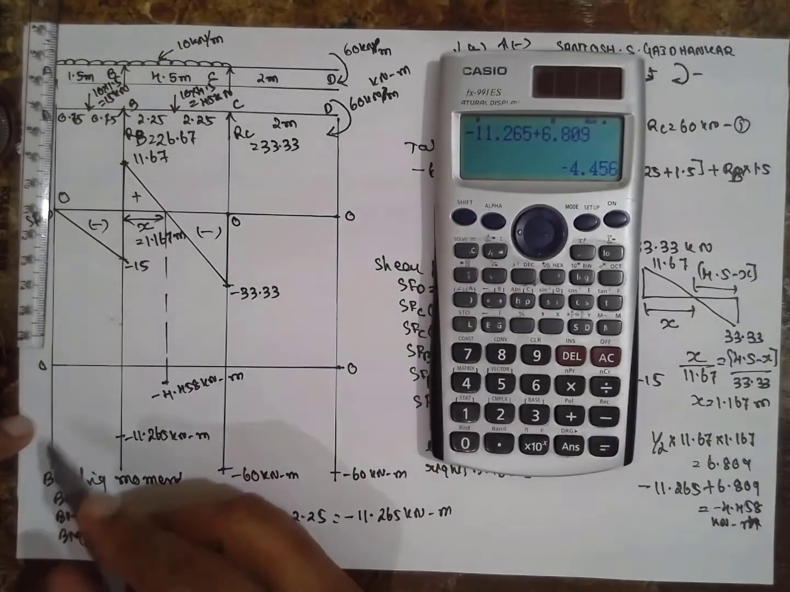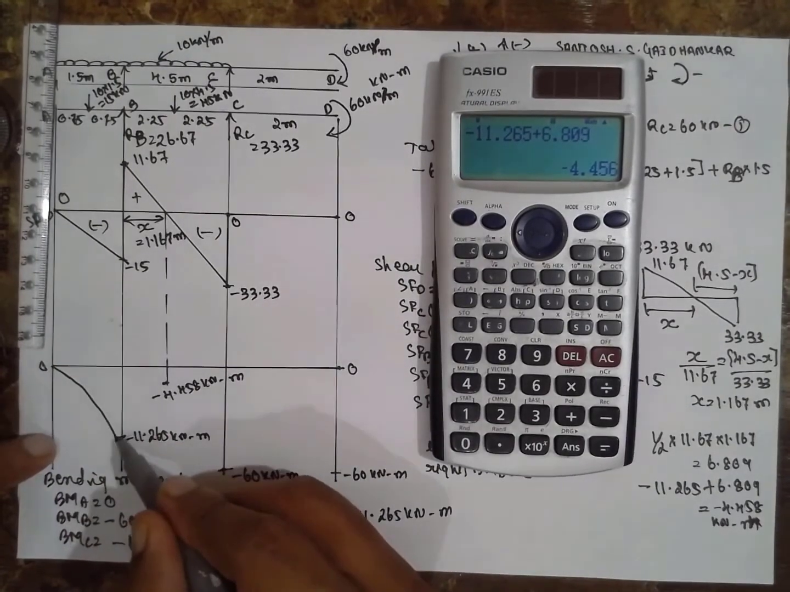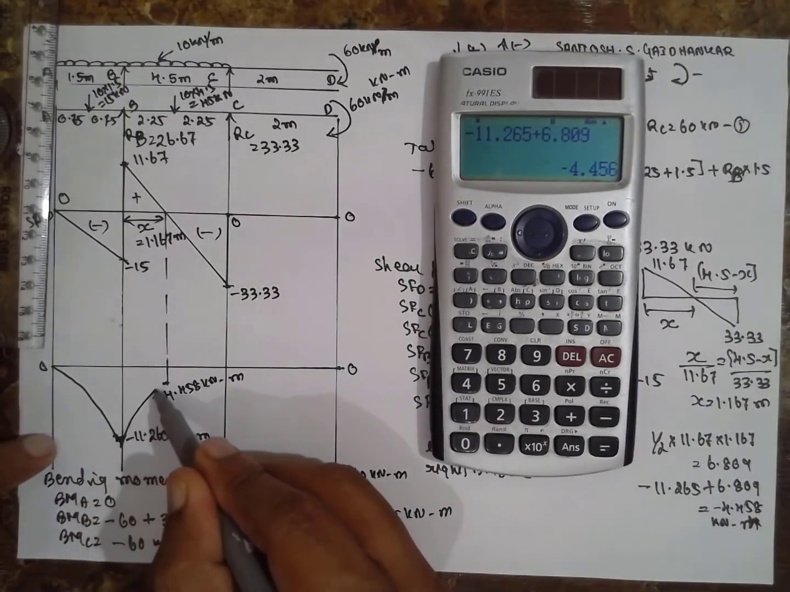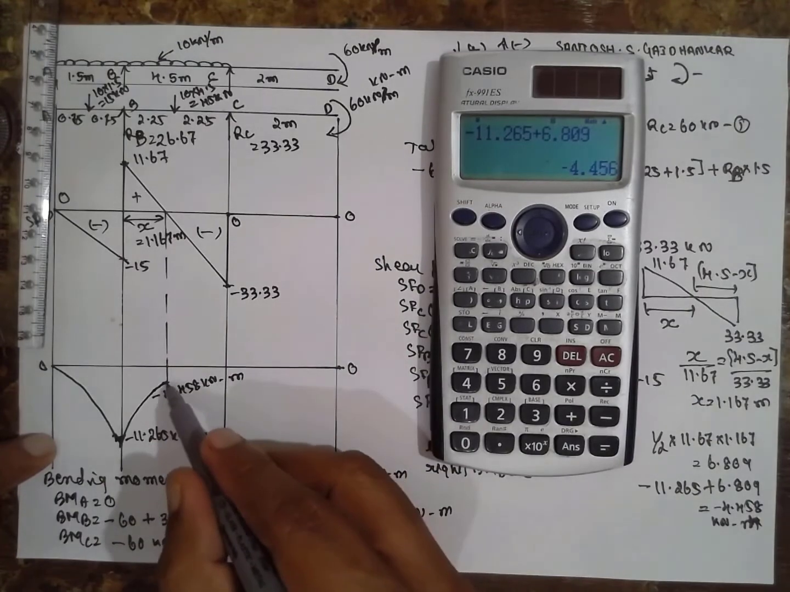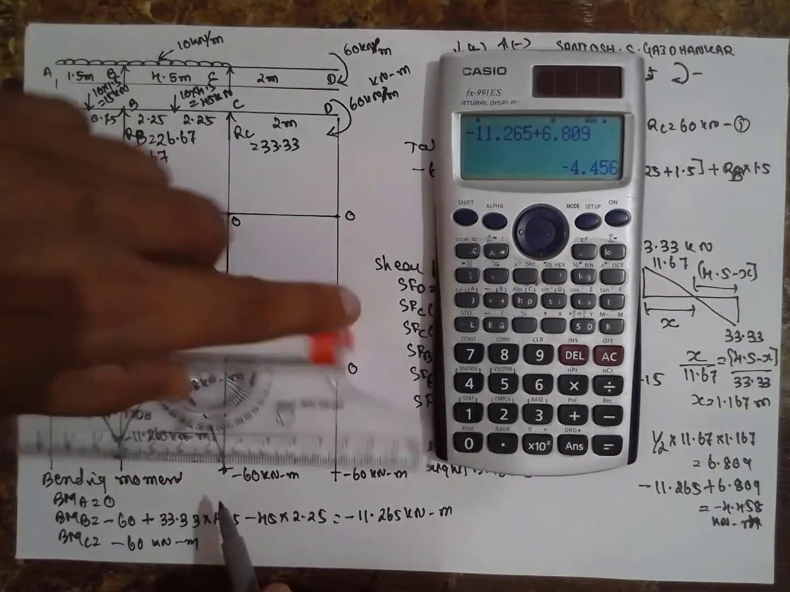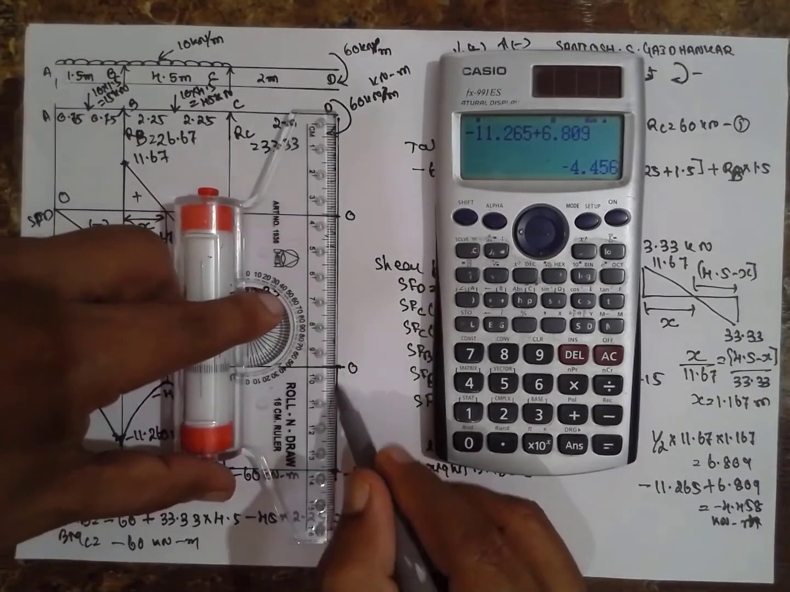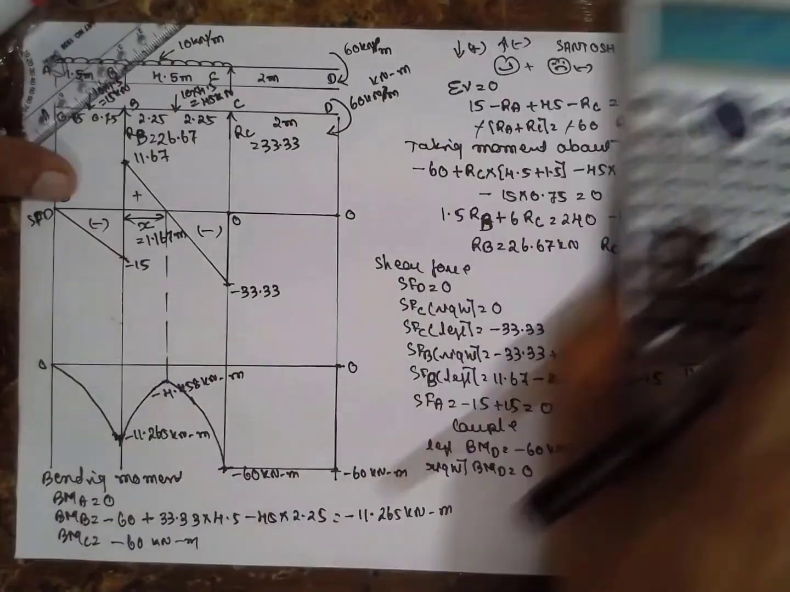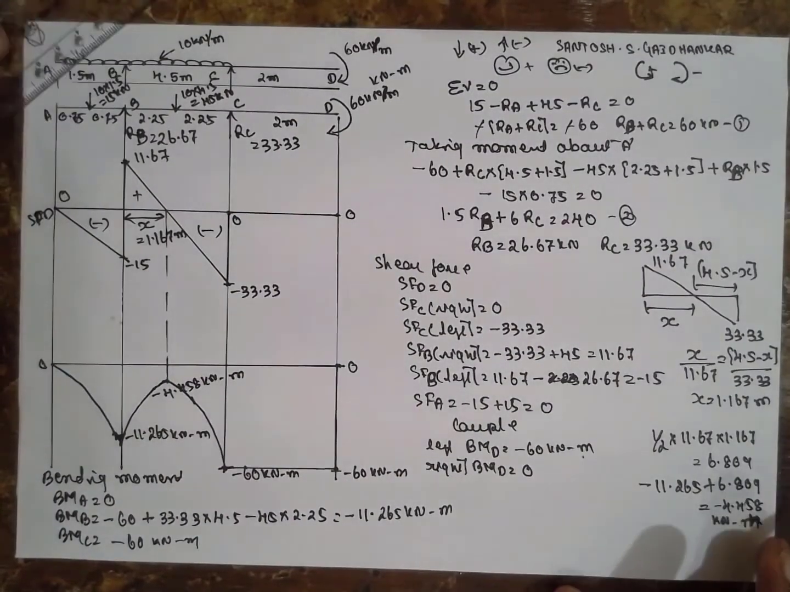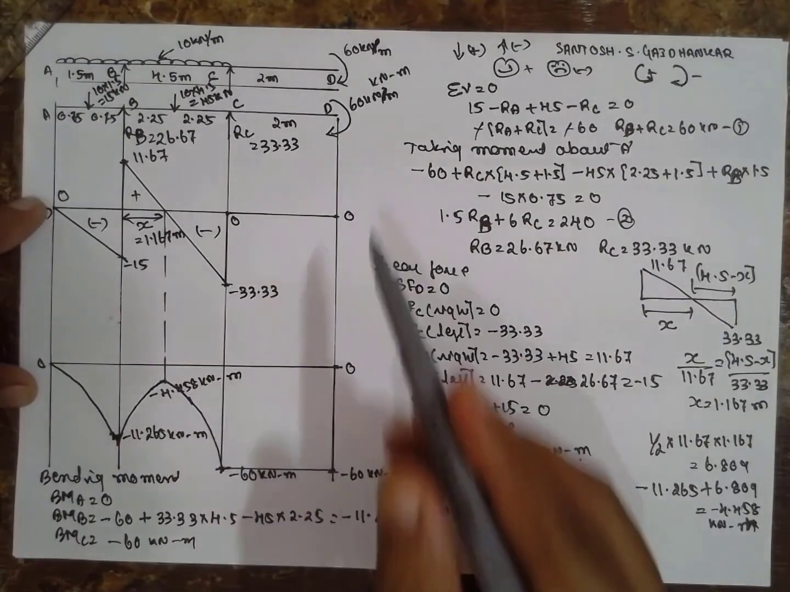Now first is a parabola. Again the second will be a parabola. The third will be a parabola. There is a straight line here because there is no UDL. Straight line above. In this way you have to solve the problem when an overhanging beam is given with a couple.